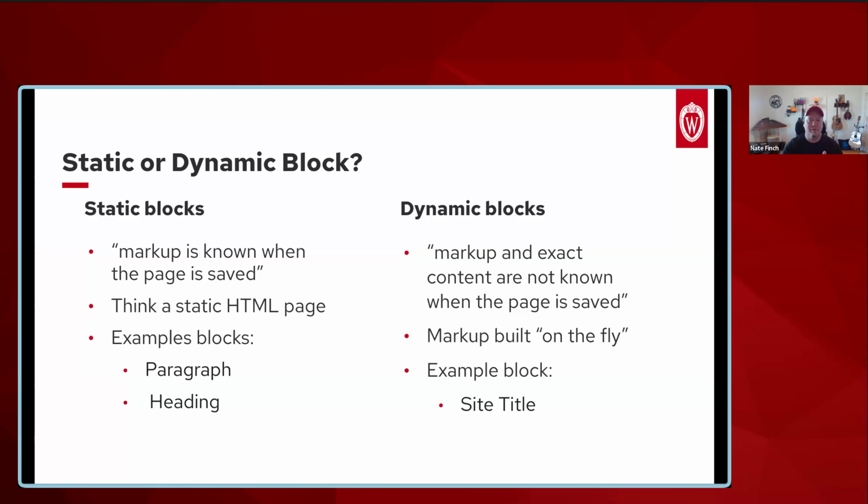Dynamic blocks, on the other hand, markup and exact content are not known when the page is saved. And so in that sense, markup is built on the fly, just like all traditional PHP templates, right? It's going and getting that little, whether it's post meta or post content or something like that. And it's pulling that out of the database when the page is being built, and then rendering that on the fly. So an example of that would be the site title block. So that could be changed or filtered through different pages if you wanted to. But the idea there is that, like the site title block, you want to have it rendered when the page is being displayed. You don't necessarily want it to be static.